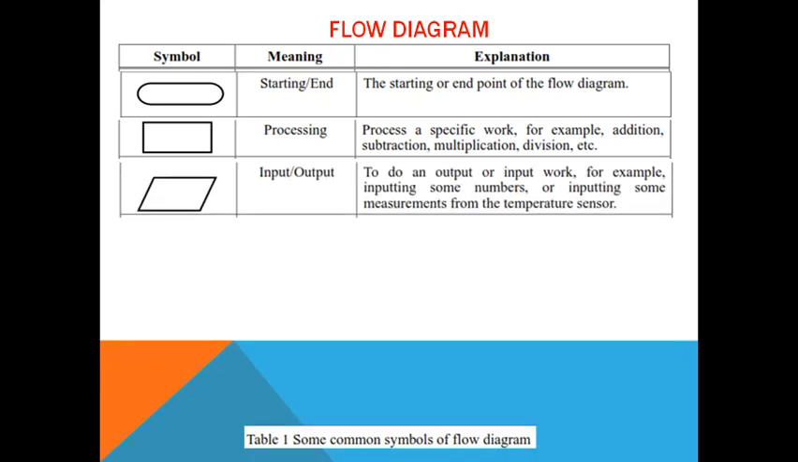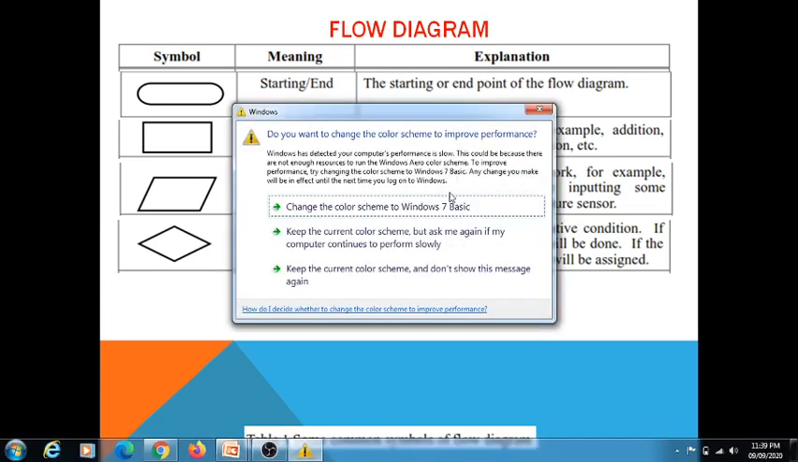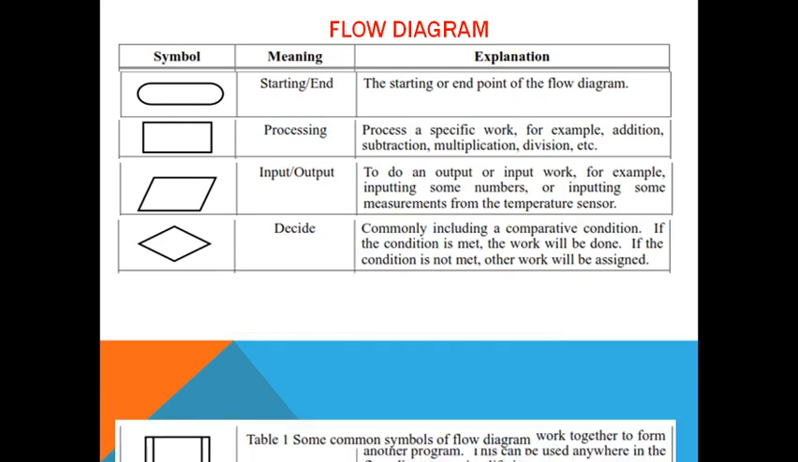The third symbol is used for input output, to do an output or input work, for example, inputting some numbers or inputting some measurement from the temperature sensor. The next symbol is used for decision, commonly including a comparative condition. If the condition is met, the work will be done. If the condition is not met, the other work will be assigned.